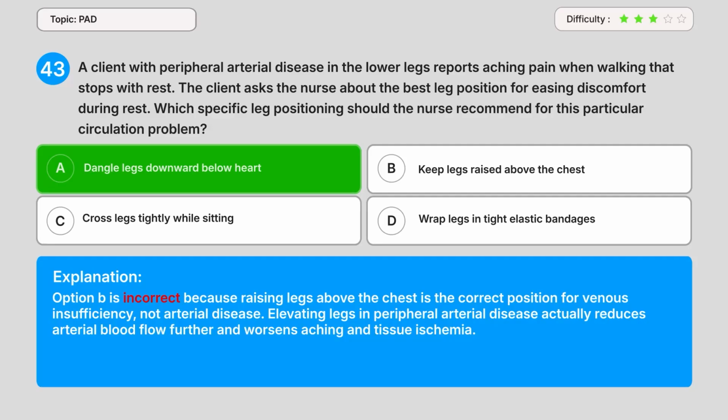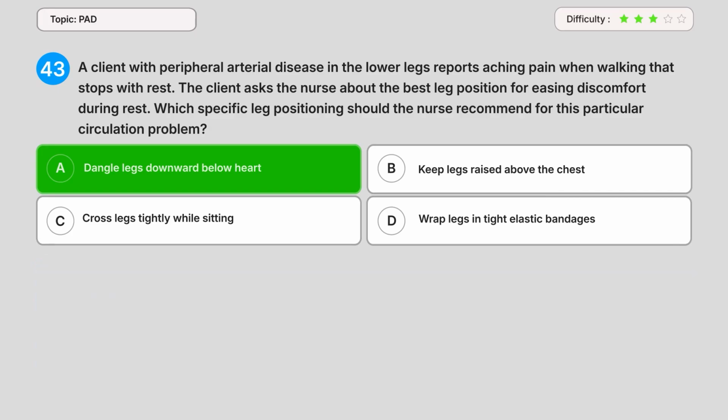Option B is incorrect because raising legs above the chest is the correct position for venous insufficiency, not arterial disease. Elevating legs in peripheral arterial disease actually reduces arterial blood flow further and worsens aching and tissue ischemia.